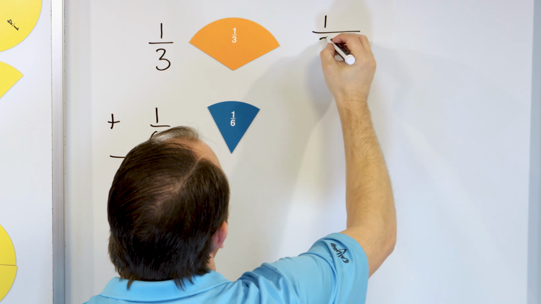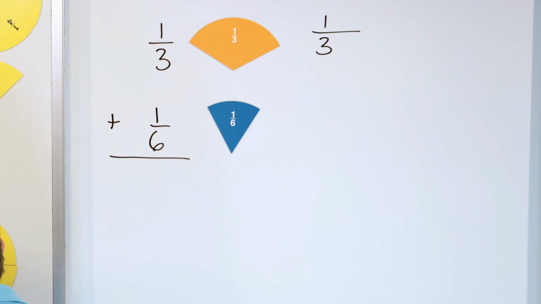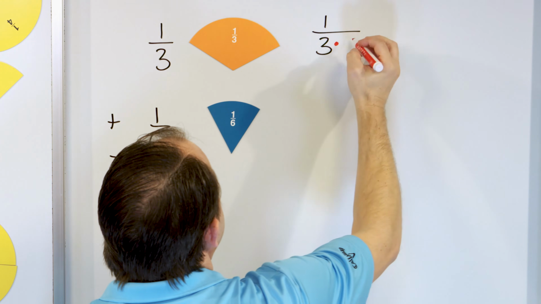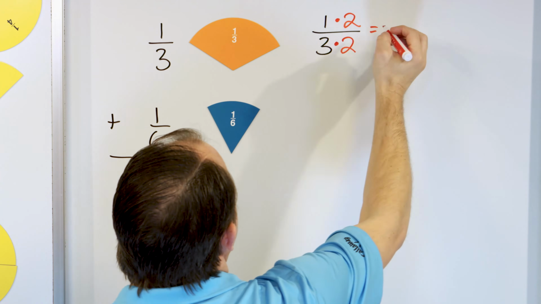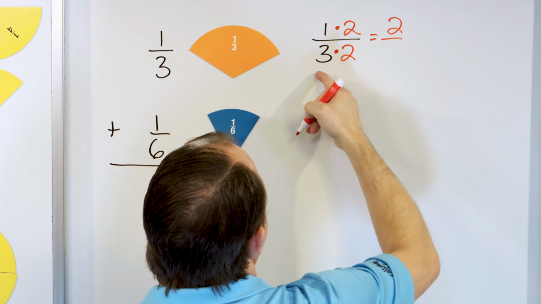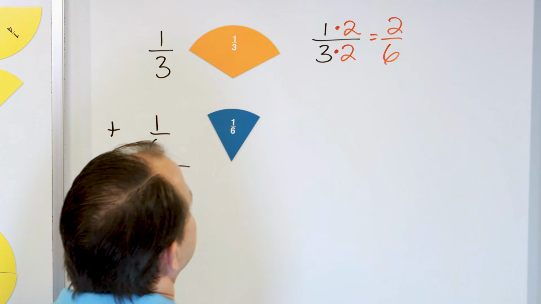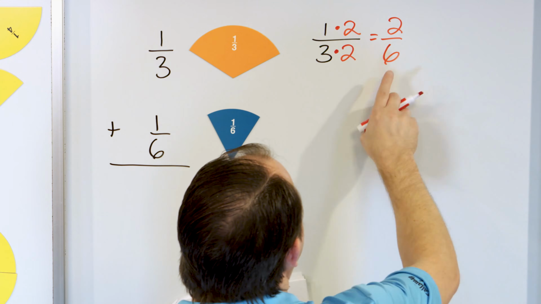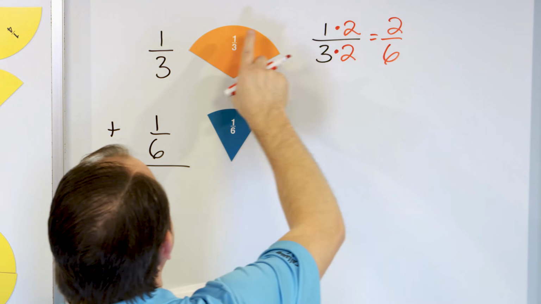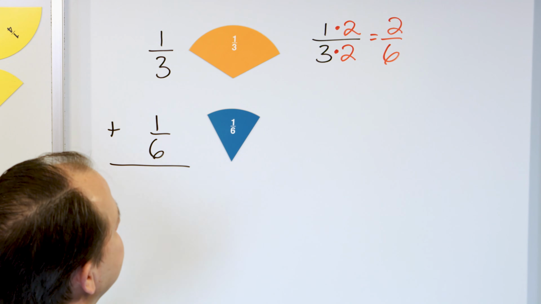I'm going to say 1/3. I can multiply top and bottom by whatever I want. So this is going to be multiplied by 2, multiply by 2. What do I get? 1 times 2 is 2, and 2 times 3 or 3 times 2 is 6. All right? So what I have found here is that actually 2/6 is exactly the same thing as 1/3, right?